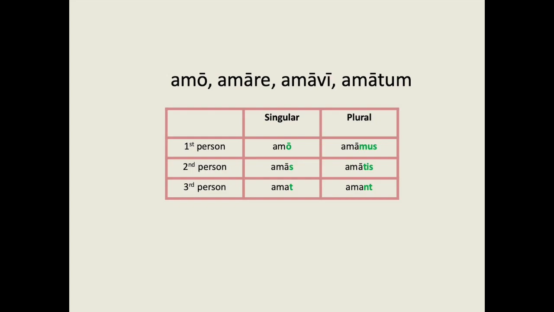So we have amo, I love, amas, you singular love, amat, he loves, she loves, it loves, amamus, we love, amatis, you plural love, amant, they love. Note the long vowel in the second person singular endings and also the first and second person plural endings. The third person singular and plural forms have a short A sound. Great, now that we've done this refresher we can move on with the lesson.